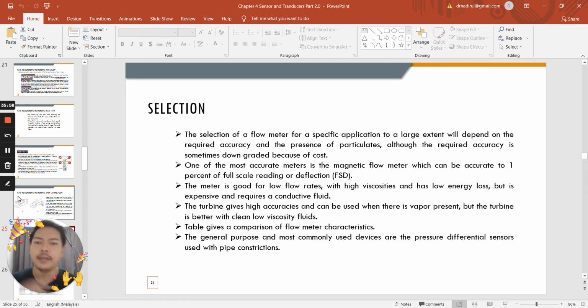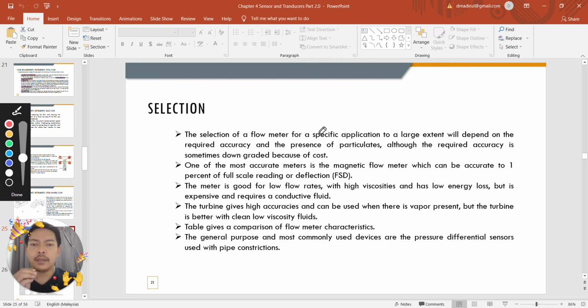The selection of a flow meter for a specific application, to a larger extent, will depend on the required accuracy. So what type of accuracy do you require? The presence of particulate, whether there is particulate in the fluid or not. Although the required accuracy is sometimes downgraded because of the cost, you must avoid this. It doesn't mean you want to save the cost and then jeopardize by selecting a flow measuring device which does not have a good accuracy.